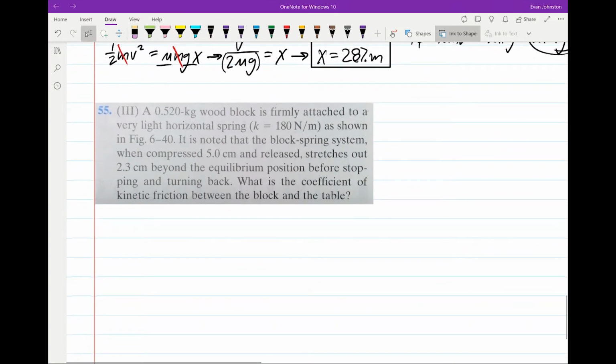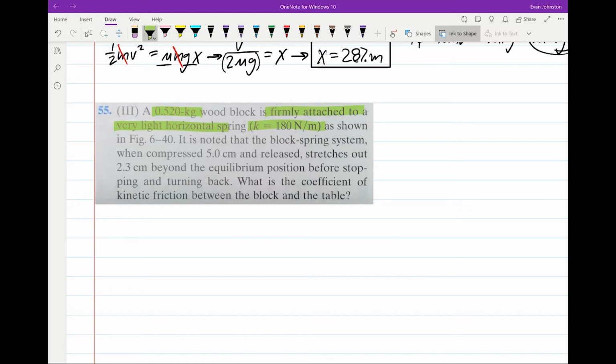And now for this last question, the very last one here. Yikes, this is maybe taking a little while. So we have this mass of a wood block. It's firmly attached to a very light horizontal spring. When I say very light here, that means you don't need to worry about the mass of the spring itself. So the spring essentially has no mass. And it's shown in some figure.